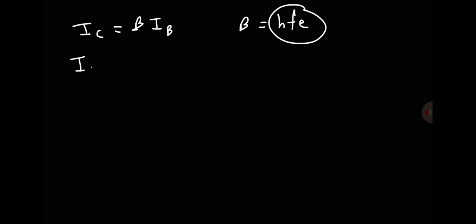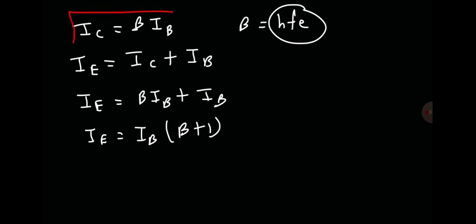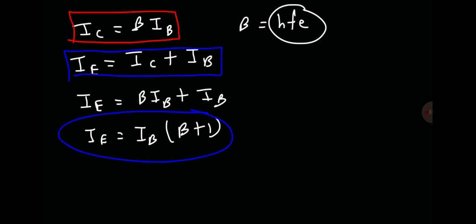Now, IE is the sum of IC plus IB. That's another equation that you want to write down. And if we replace IC with beta times IB, we could represent IE in terms of IB. So factoring out IB, IE is equal to IB times (beta plus 1). So you want to make sure that you know these two equations. And then once you have it, you can come up with this equation if needed.